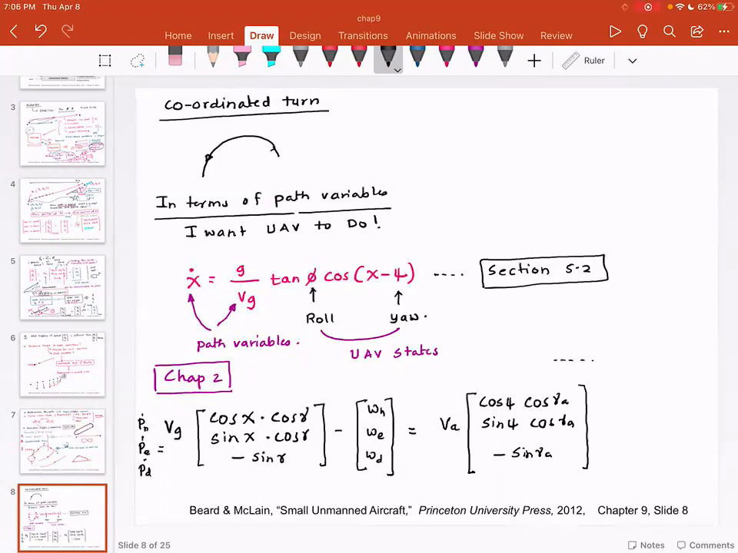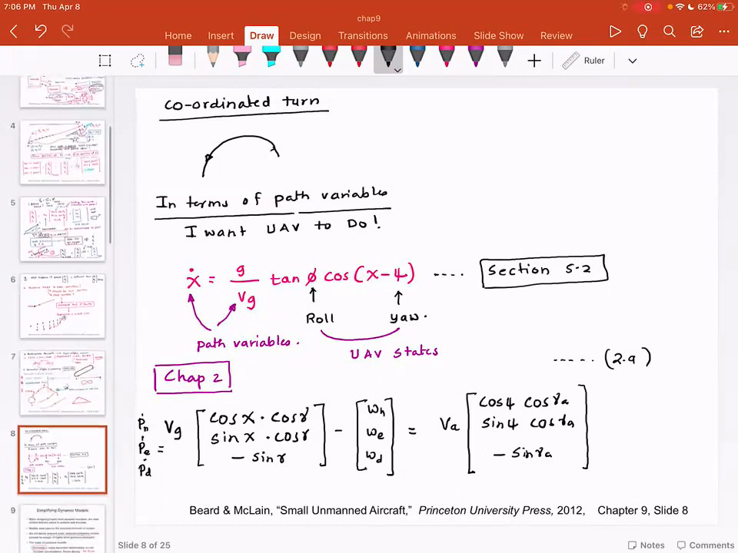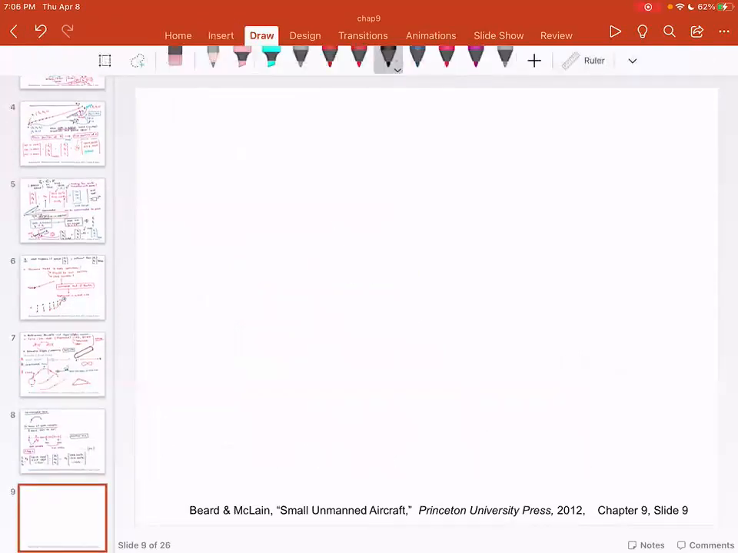If you want to refer to this, this is equation 2.9. Next, you take the square on both sides and get a constrained relationship. But at the end of the day, here is what you get, and this comes from taking the derivative of this equation. I'm not going to do the derivative, but I will write this expression down. This expression becomes cosine chi cosine gamma minus Vg sine gamma cosine gamma minus Vg cosine chi sine gamma.